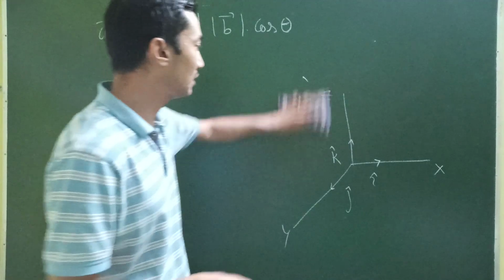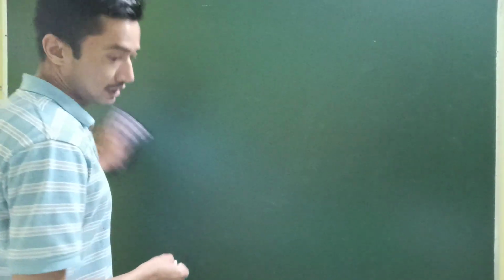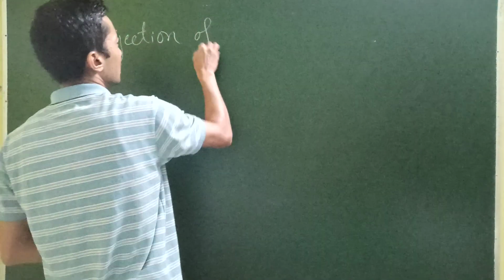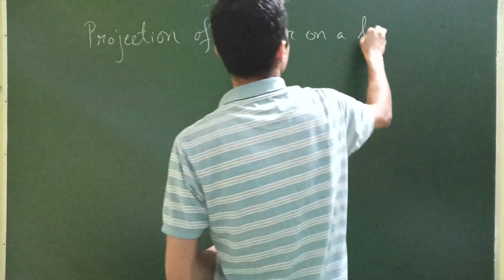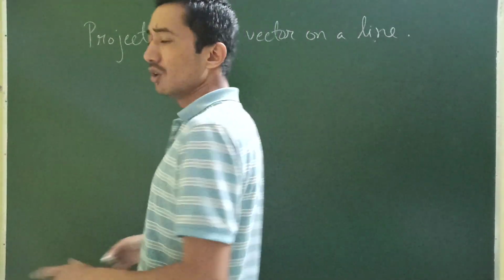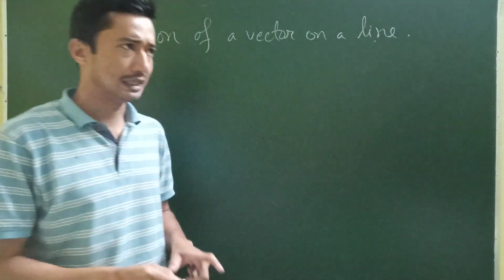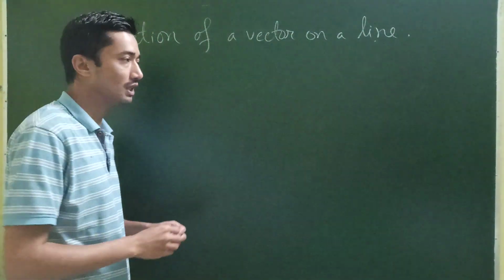At the end of this video, I will be doing one example on how to really multiply two vectors. Now another topic which is also quite important is projection: projection of a vector on a line. All of you will have your textbook, so you can read through that. I will just tell you briefly what we mean by projection of a vector.